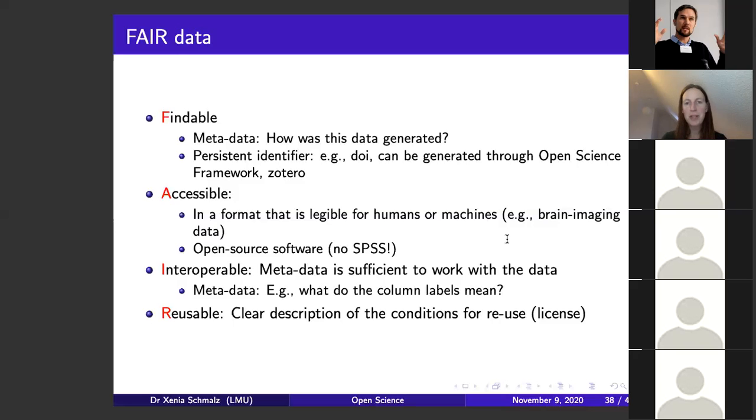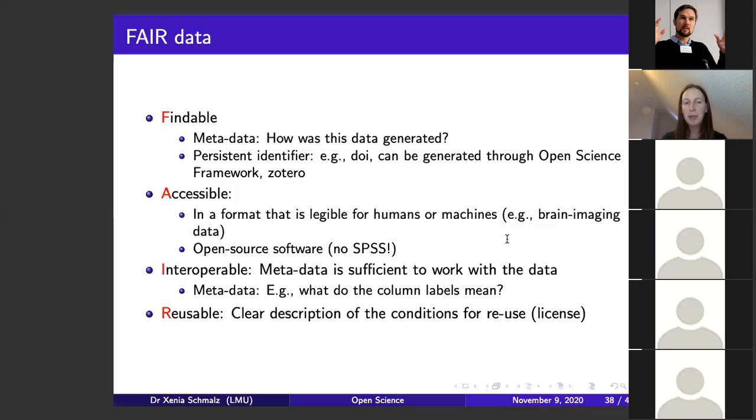Interoperable means that the metadata, which you already need to include for it to be findable, needs to be also sufficient for people to be able to work with the data. So for example, the column labels need to be either very clear or there needs to be an additional README file which explains what each column label means, because even if you know where the data comes from, but you have no idea what the data actually is, what each column is, that doesn't really help you with anything.